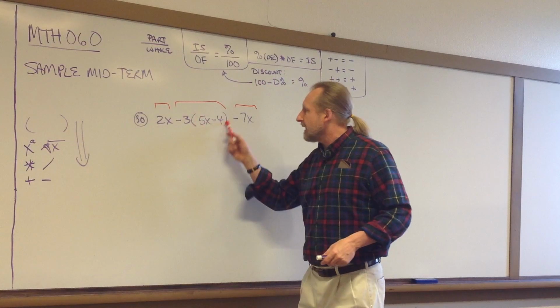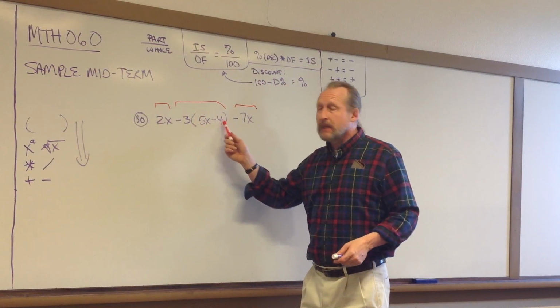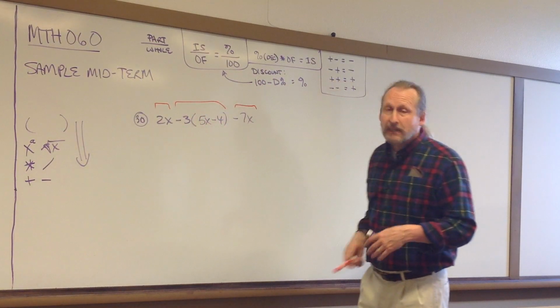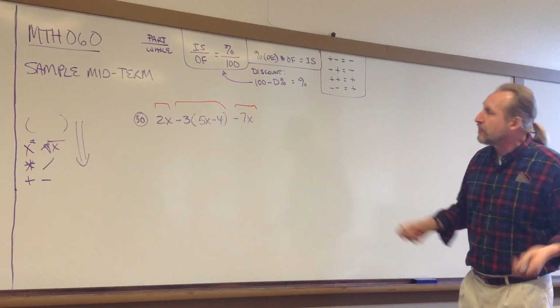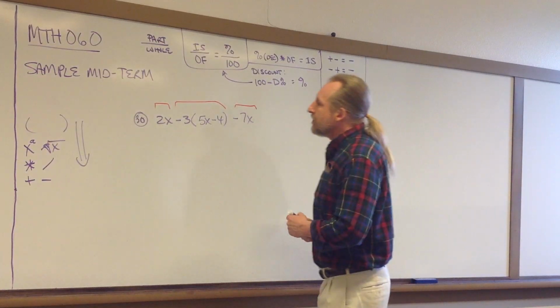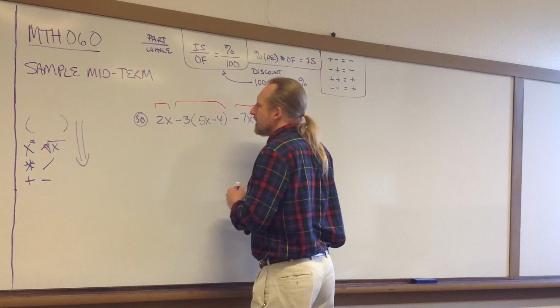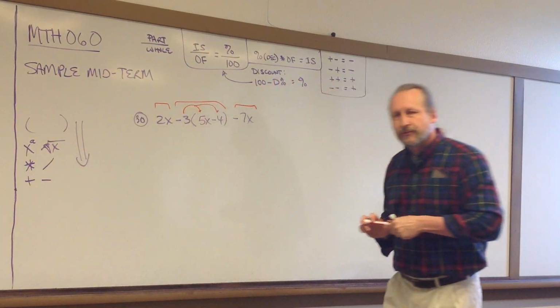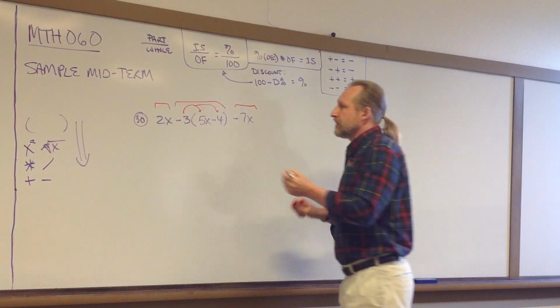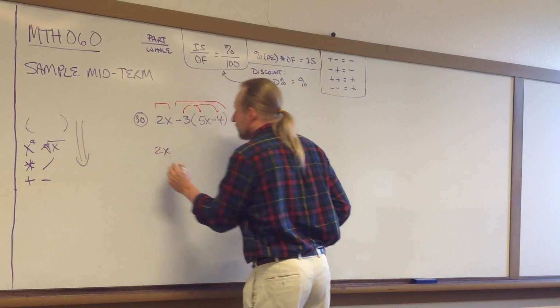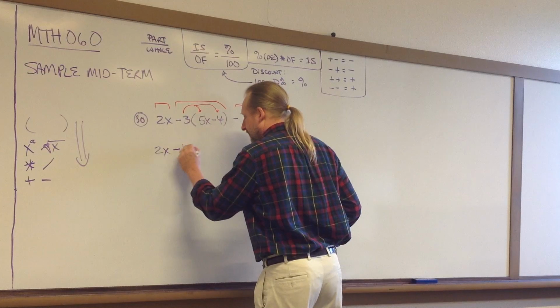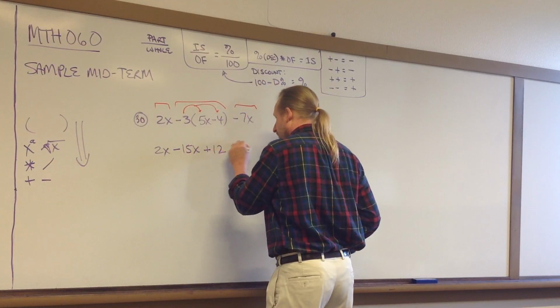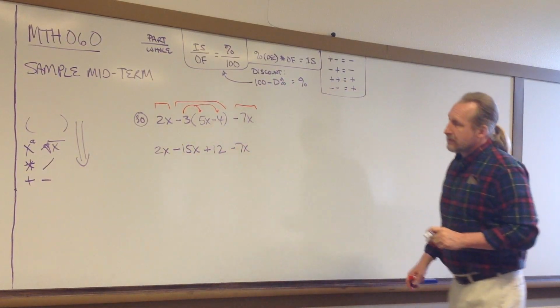We can't do anything inside this parentheses, right? Because these are not like terms. If you had like terms inside the parentheses, then by all means put them together. But the main thing that we're going to see here is this distributing. We need to distribute that negative 3 into the parentheses. So this will be 2x and then minus 15x plus 12 and then minus 7x.